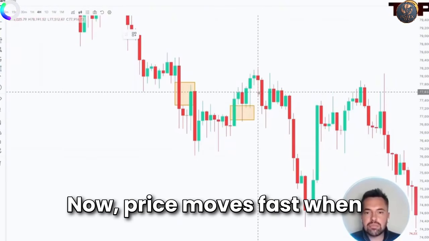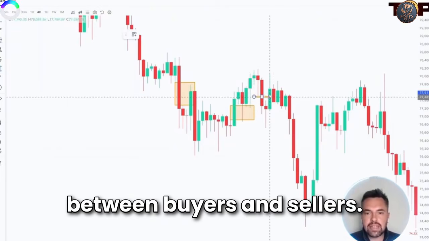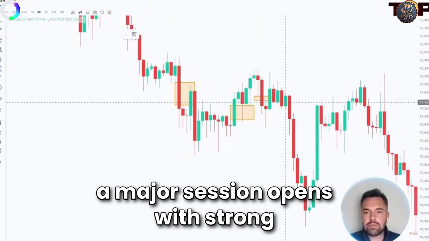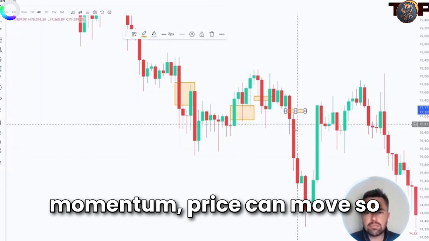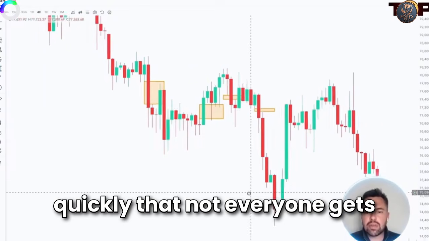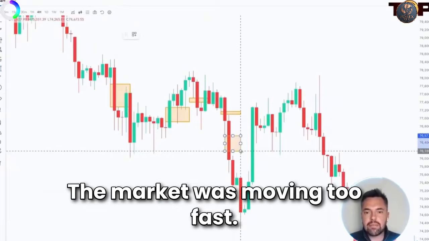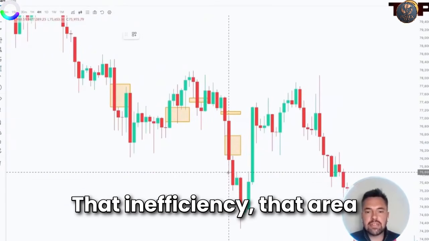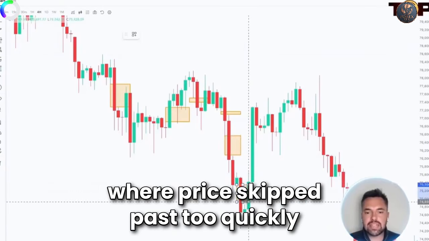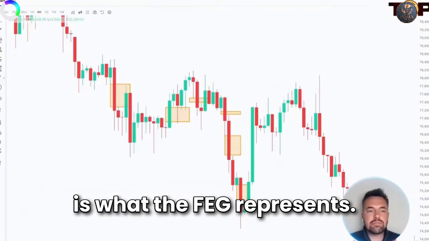Now, price moves fast when there's a big imbalance between buyers and sellers. When a news event hits or a major session opens with strong momentum, price can move so quickly that not everyone gets filled at a fair price. The market was moving too fast. That inefficiency, that area where price skipped past too quickly, is what the FVG represents.